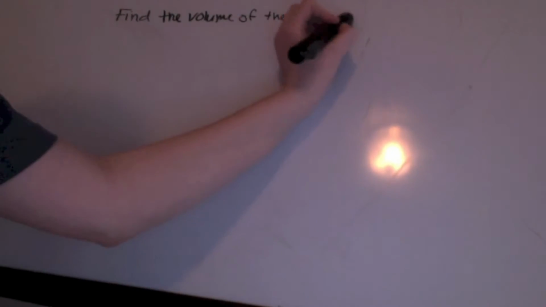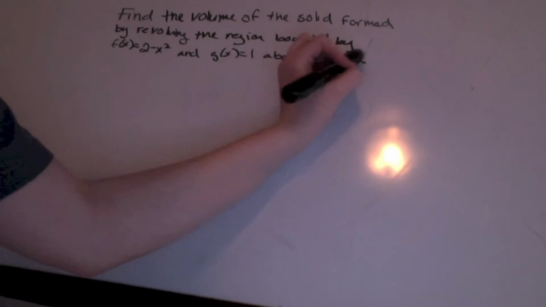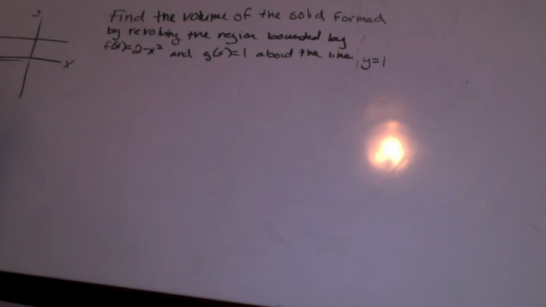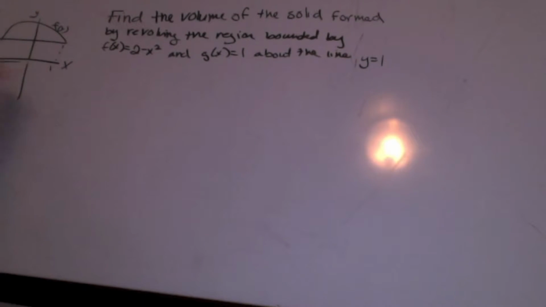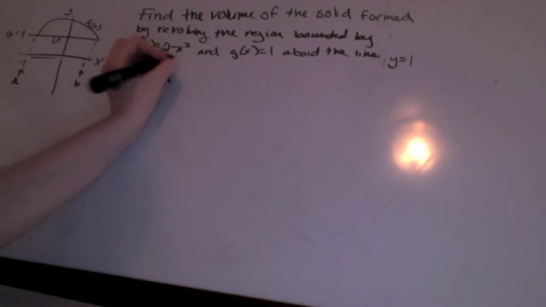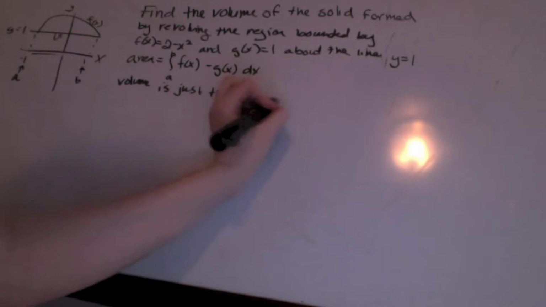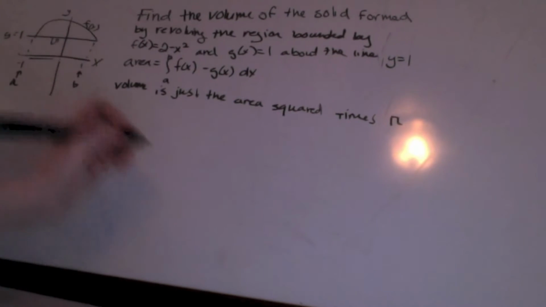Find the volume of the solid formed by revolving the region bounded by f of x equals 2 minus x squared and g of x equals 1 about the line y equals 1. Just keep in mind area equals the integral from a to b of f of x minus g of x dx. And the volume is just the area squared times pi.